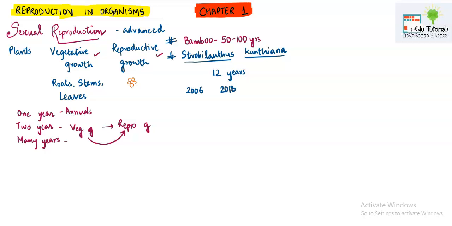I have underlined it because this is the scientific name. The first name is the genus name and the second name is the species name. This plant flowers once in 12 years. According to the NCERT, it is 2006, and according to Google, the next year is 2018. So learn both the years. This was all about plants. Now we will move towards animals. Let's take the examples of human beings and some animals here.